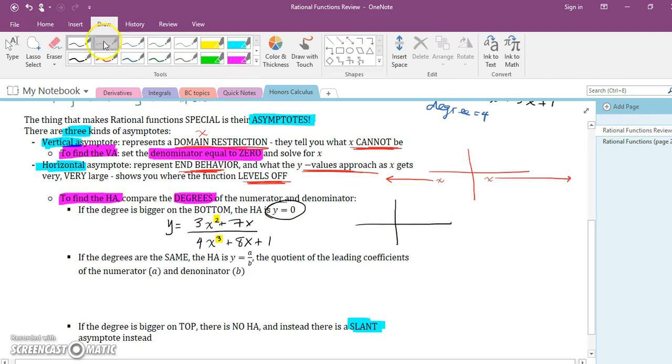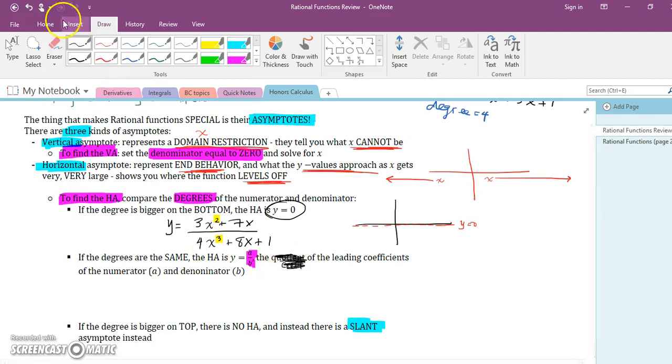So when you plot it, you would put a horizontal dotted line right at y equals 0. If the degrees are the same on the top and the bottom, the horizontal asymptote is going to be A over B. A and B are just the, not quotient, it's coefficient.